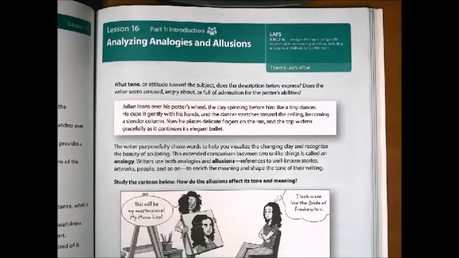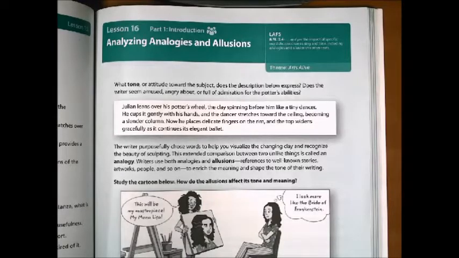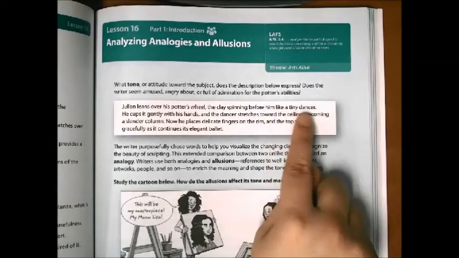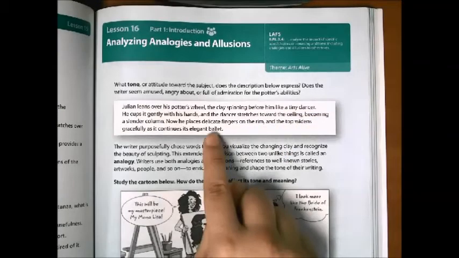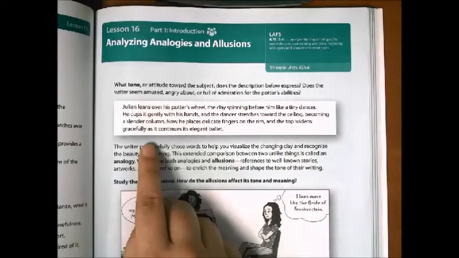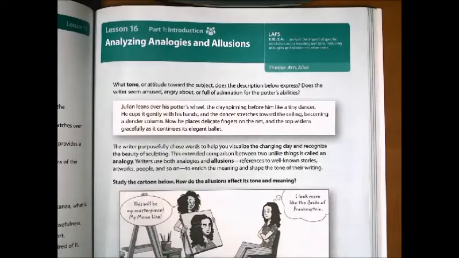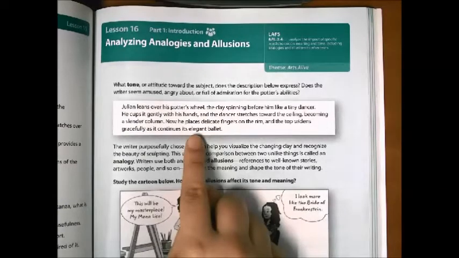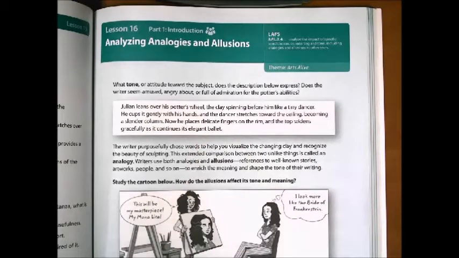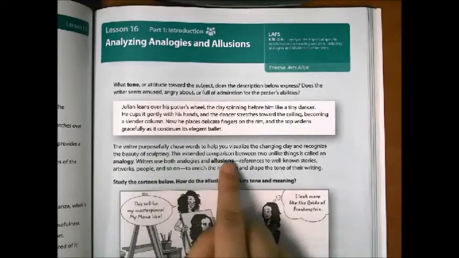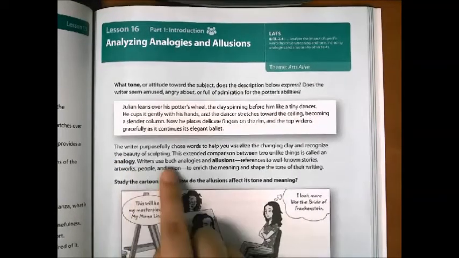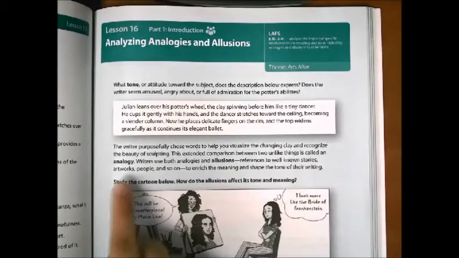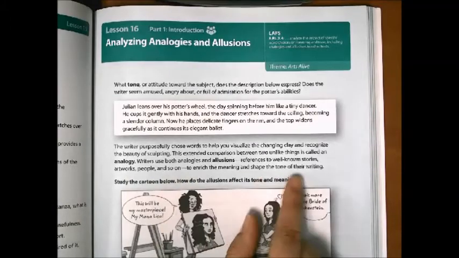Now, the writer purposely chose words to help you visualize the changing clay and recognize the beauty of sculpting. So it said it spun before him like a tiny dancer. And it said that that dancer stretched toward the ceiling, becoming a slender column. And it widens gracefully, which gracefully can be used to describe a dancer, and then in its elegant ballet. So we're seeing a lot of comparisons. So this is definitely a good example of an analogy. This extended comparison between two unlike things is called an analogy. Writers use both analogies and allusions, which are references to well-known stories, artworks, people, and so on, to enrich the meaning and shape the tone of their writing.